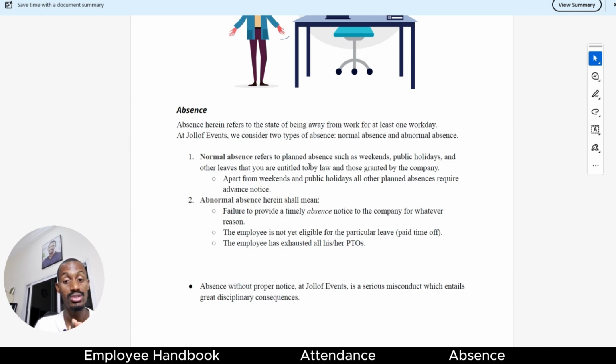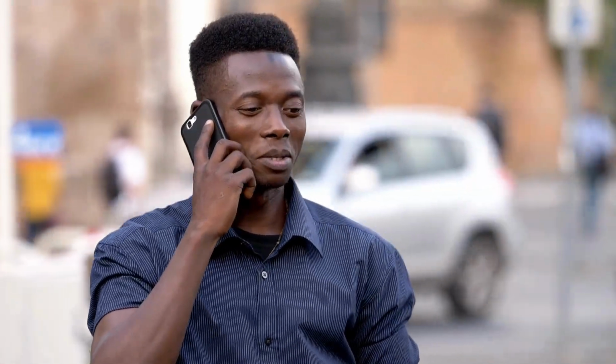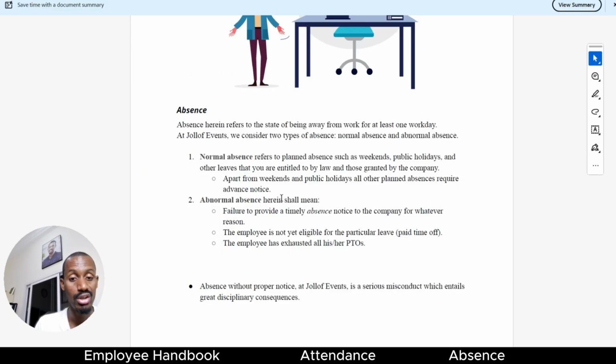Apart from weekends or public holidays, all other planned absence requires advance notice. For weekends you don't need to tell the company that you're going to take your weekend tomorrow. It's automatic. You don't come on your weekends. Also on a public holiday, you don't tell the company that tomorrow is a public holiday so you're not coming. It's the other way around. The company will tell employees who should be coming to work that tomorrow is a public holiday, but you are needed here tomorrow, come over.